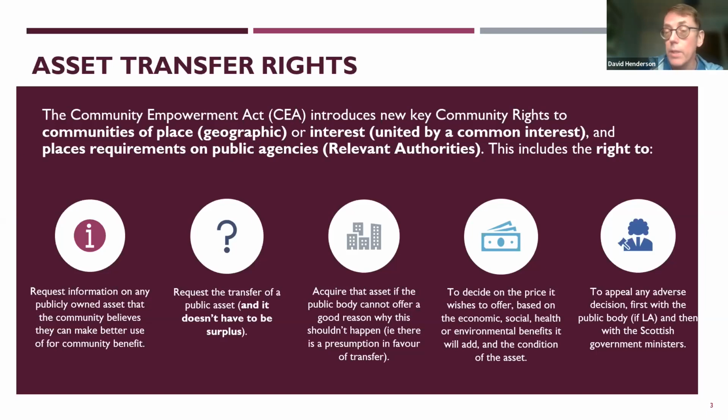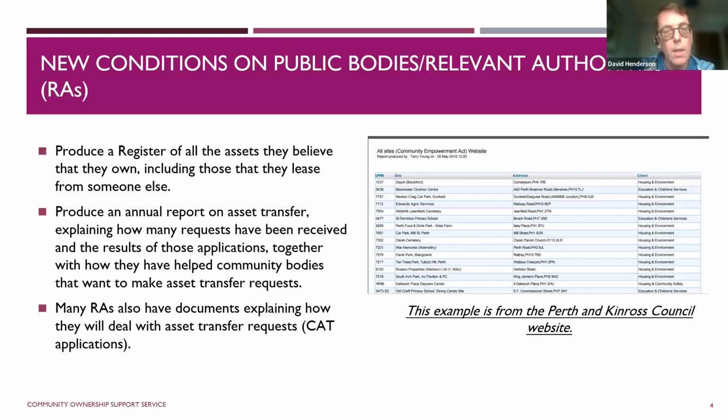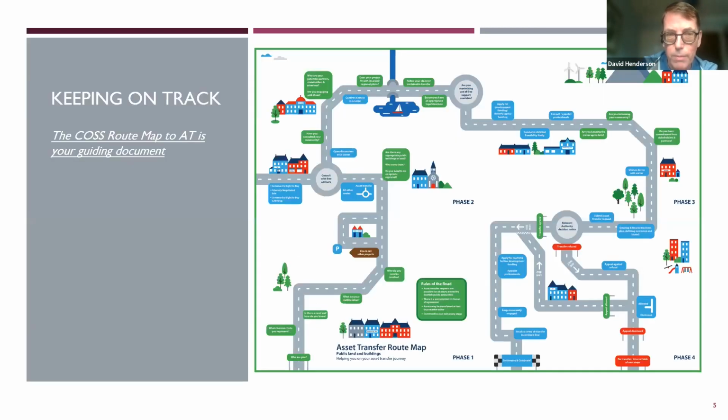And one of the other key rights is the right of appeal. So if you're unhappy with the outcome, you can seek a review or an appeal, and you can appeal all the way to the Scottish Government if you're unhappy with the process. So they are quite powerful rights that are built into the process. There's also a requirement on the public sector to make available the assets that they hold. So here's an example from Perth and Kinross's website. If you're interested in looking around in your area, there should be something online that allows you to do that. Not all public authorities have got that up, but they're supposed to have.